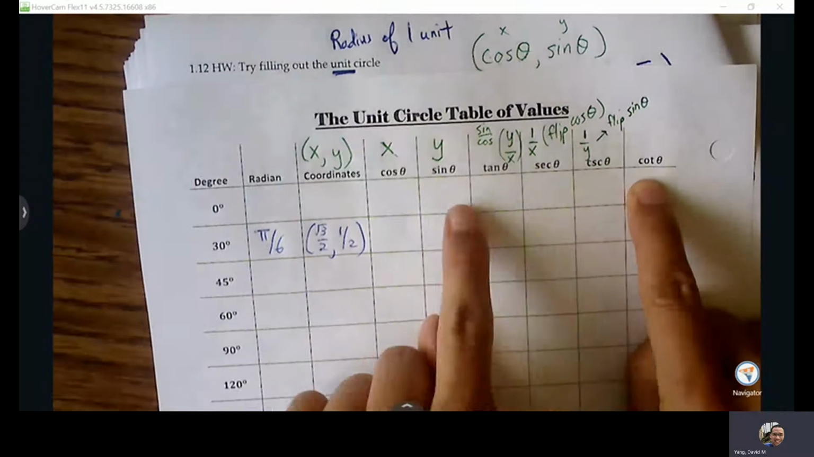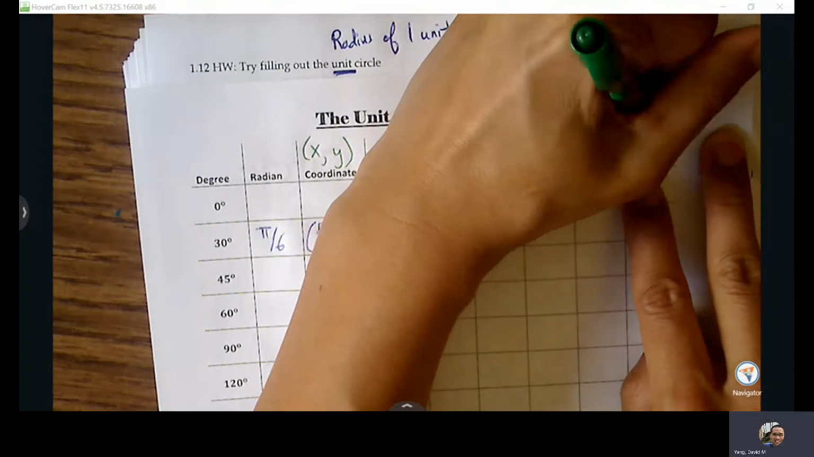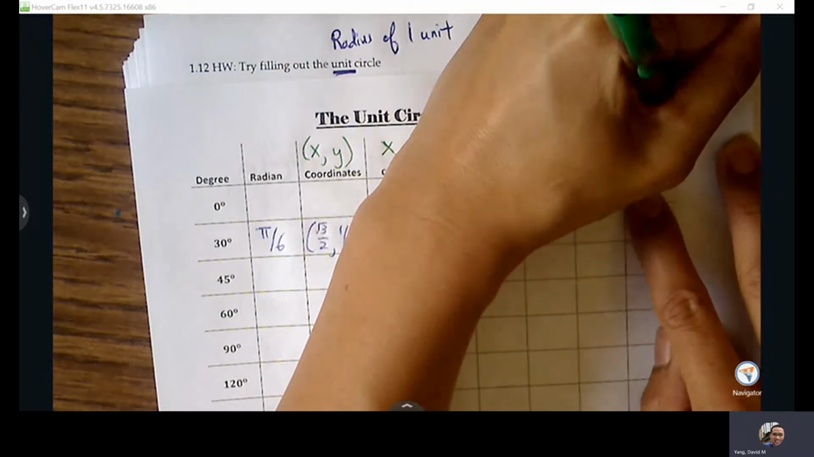Okay, cotangent. You can think of cotangent as flipping tangent, or you can think of cotangent as just cosine over sine, or even easier, just think of it as x over y.